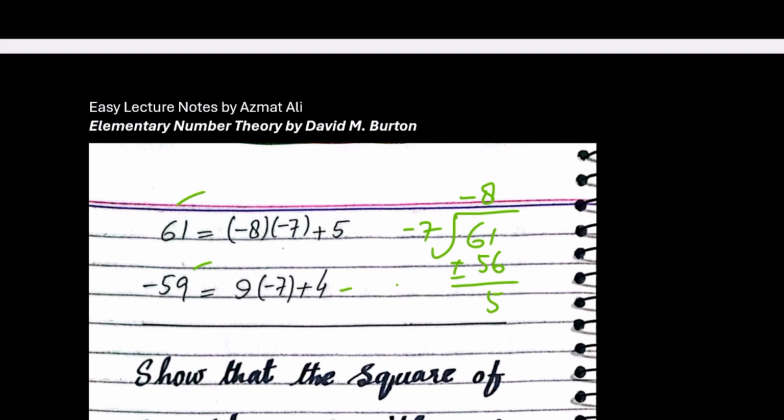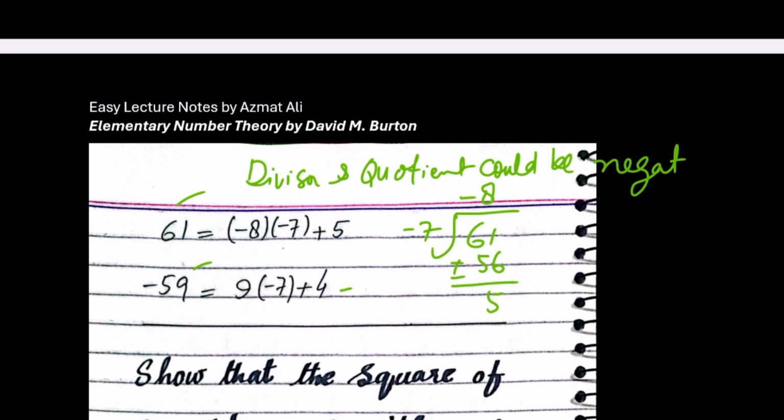So, in today's lecture, you have learned that it is possible for the divisor and the quotient both to be negative. So, I hope now you have a clear understanding of the more general version of the division algorithm.